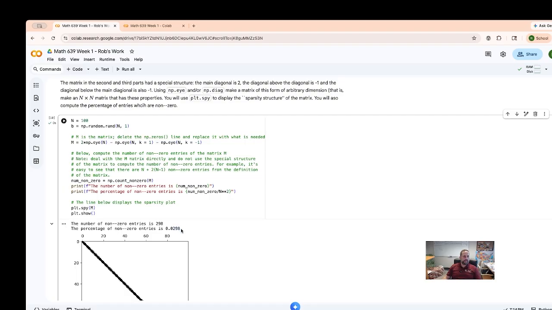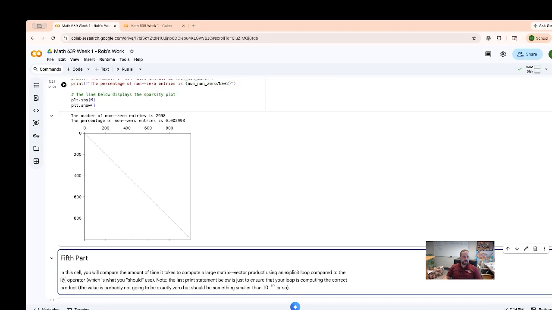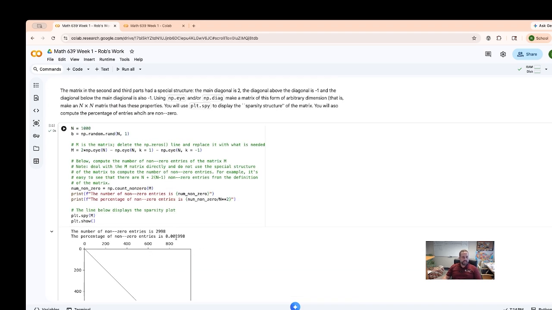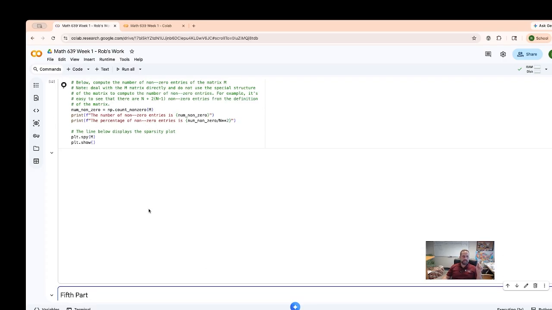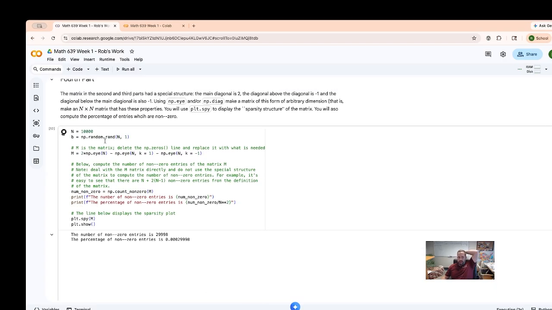Notice that the percentage here is very small. It's 0.0298. And notice what happens if I make this bigger. If I make it up to 1,000, the percentage doesn't stay the same. I just increased the size by a factor of 10, and the percentage is decreasing. So the bigger the matrix, the bigger the percentage of zero entries, or the smaller the percentage of non-zero entries. I could keep doing this forever. Once you get up to a matrix that's 10,000 by 10,000, that is a huge matrix, and it's going to take a little bit of time for this algorithm to run.